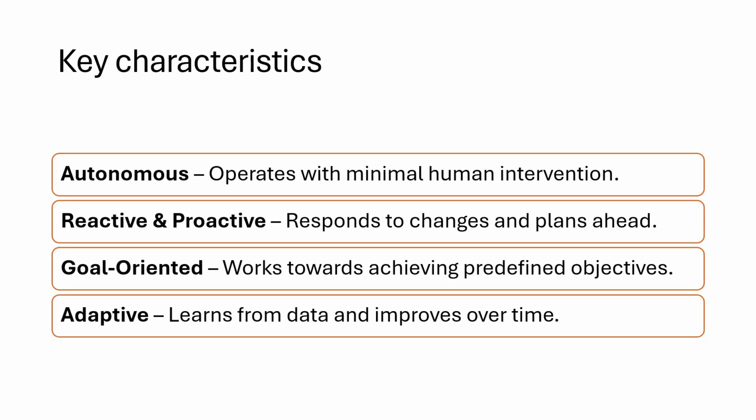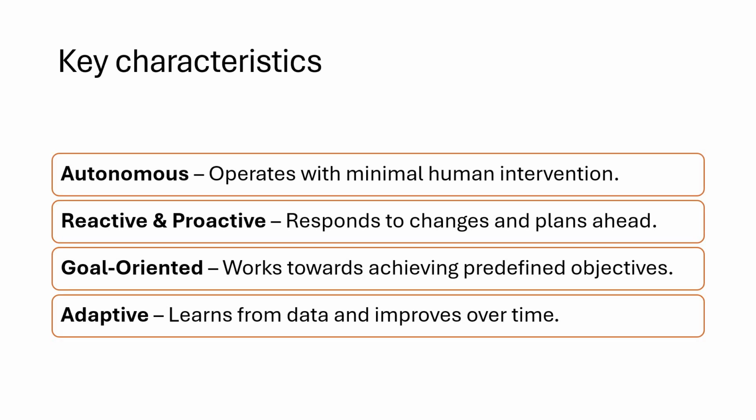Second, it's reactive and proactive. The AI agents can respond to changes and it can plan well ahead. AI agents respond immediately to the changes in the environment and they anticipate future needs and adjust actions accordingly. For example, Google Assistant suggests leaving early for a meeting based on the live traffic data. They act and they are proactive as well.